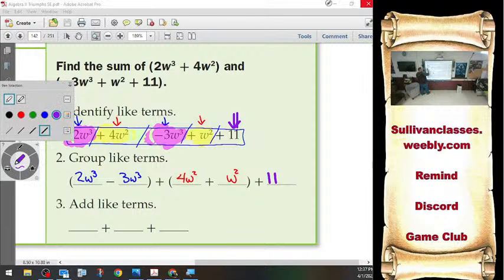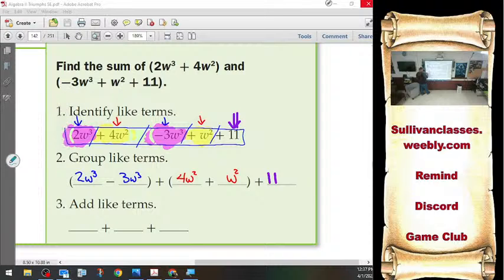And then combine your like terms. So can you tell me, what is 2 waffles minus 3 waffles?